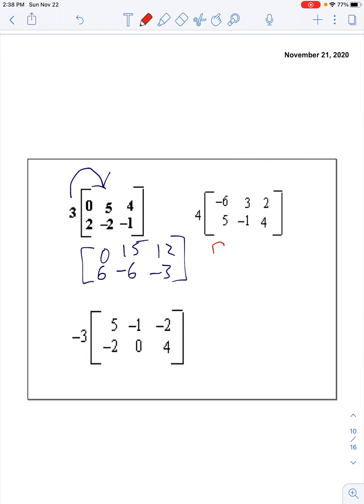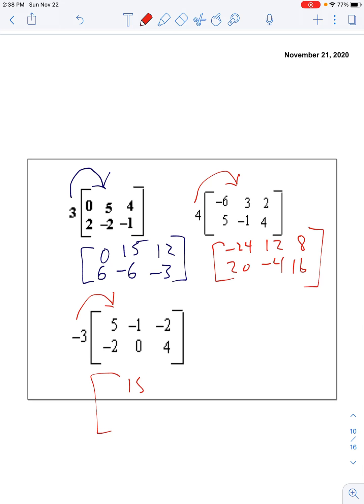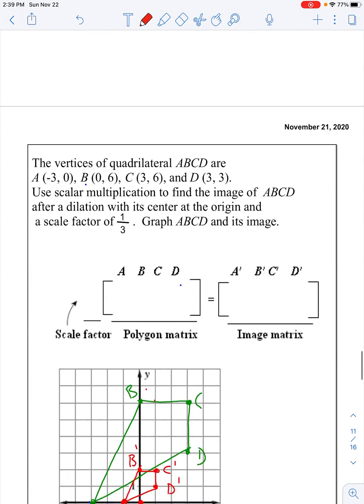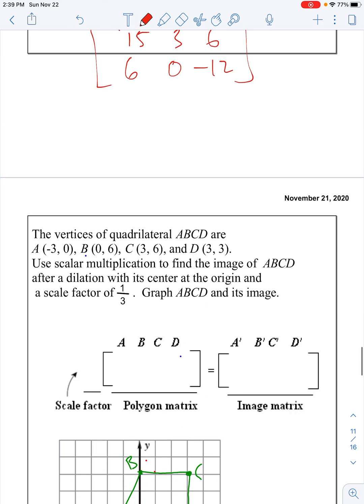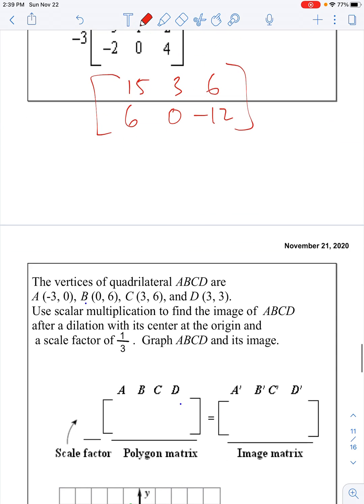Doing the second one, take your 4, distribute it in. We get -24, 12, 8, 20, -4, 16. And then same thing with our -3. We get 15, 3, 6, 6, 0, -12. So, there we go.